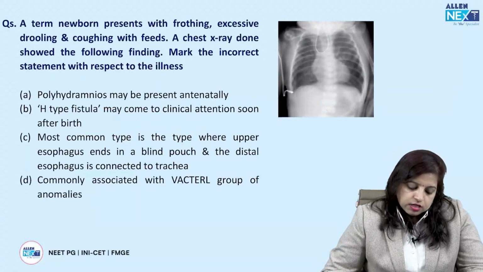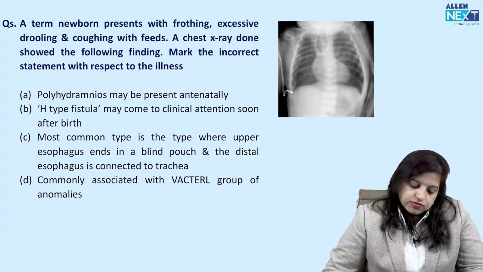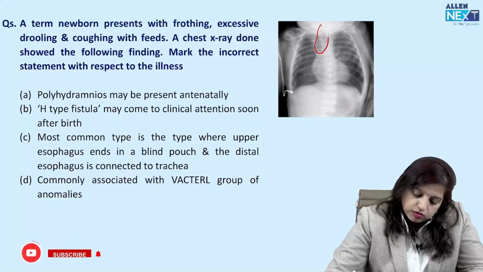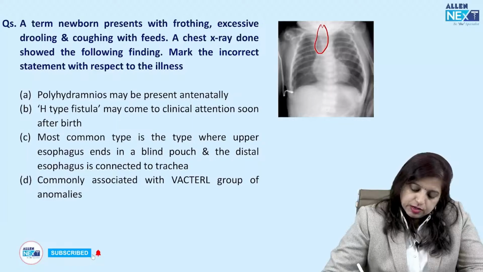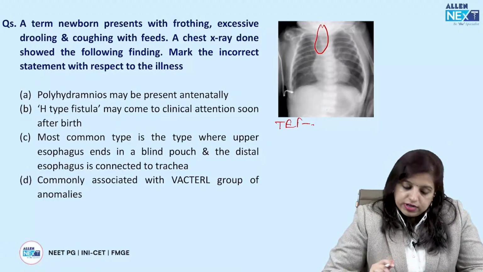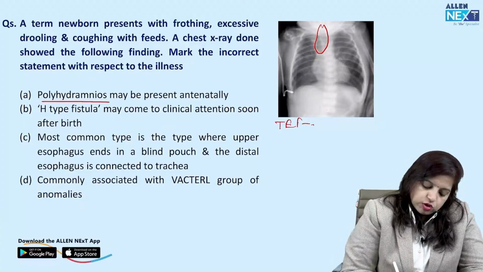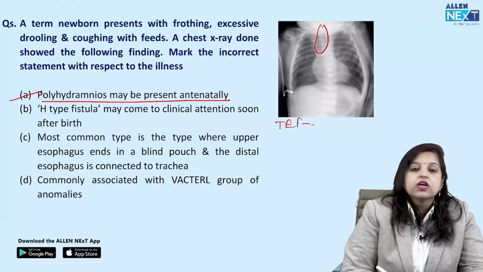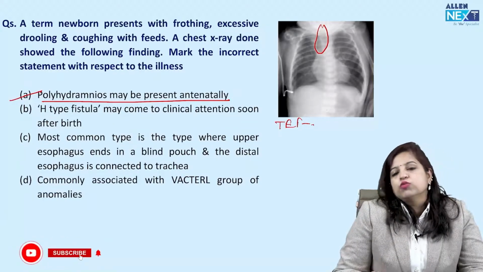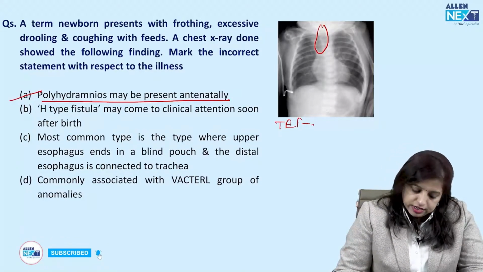Okay. A term newborn presents with frothing, excessive drooling and coughing with feeds. A chest x-ray done showed the following findings. So what do you see on the chest x-ray? Can you see the coiling of the tube? So straight away our diagnosis becomes tracheoesophageal fistula. Now tracheoesophageal fistula, what will happen in this case? Polyhydramnios may be present antenatally, very correct, because the child has difficulty in swallowing the amniotic fluid. So there will be more accumulation of the amniotic fluid in the uterine cavity.